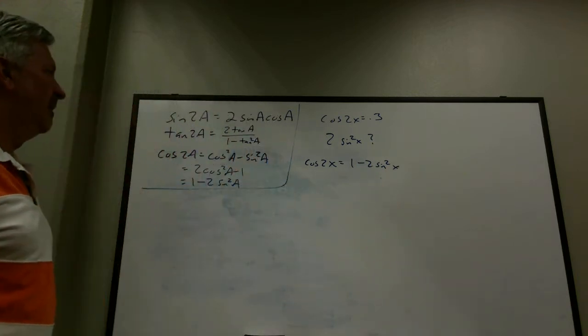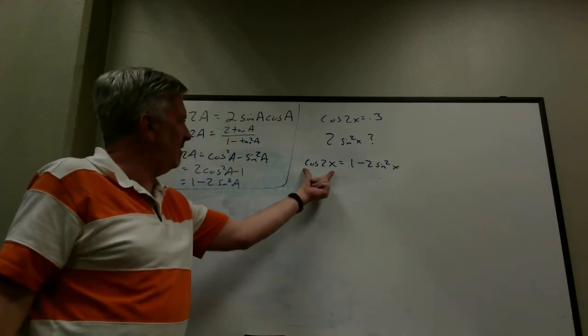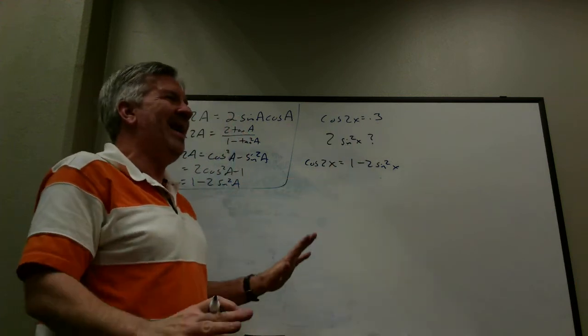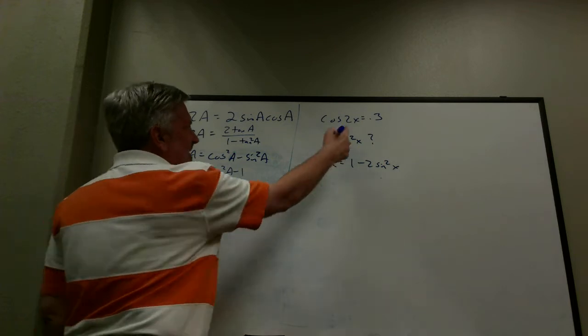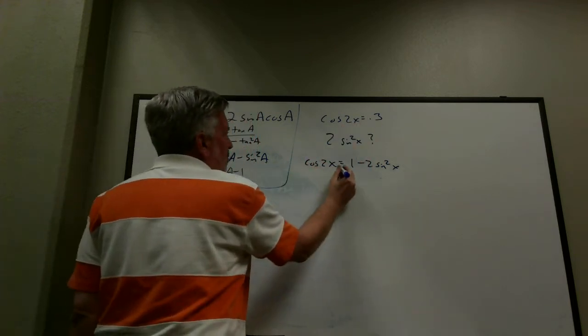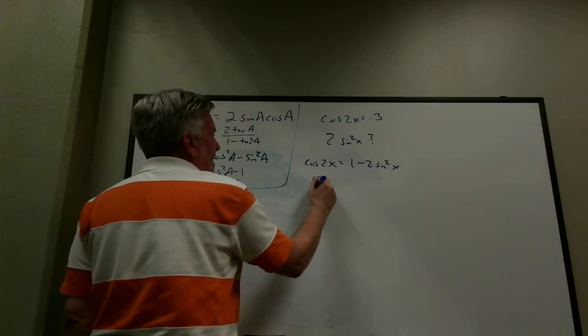Okay, well, we know cosine 2x is 0.3. Now be careful. X is not 0.3. I know everybody loves plugging things in for x. It doesn't say x is 0.3. It says cosine 2x. This whole thing is 0.3.